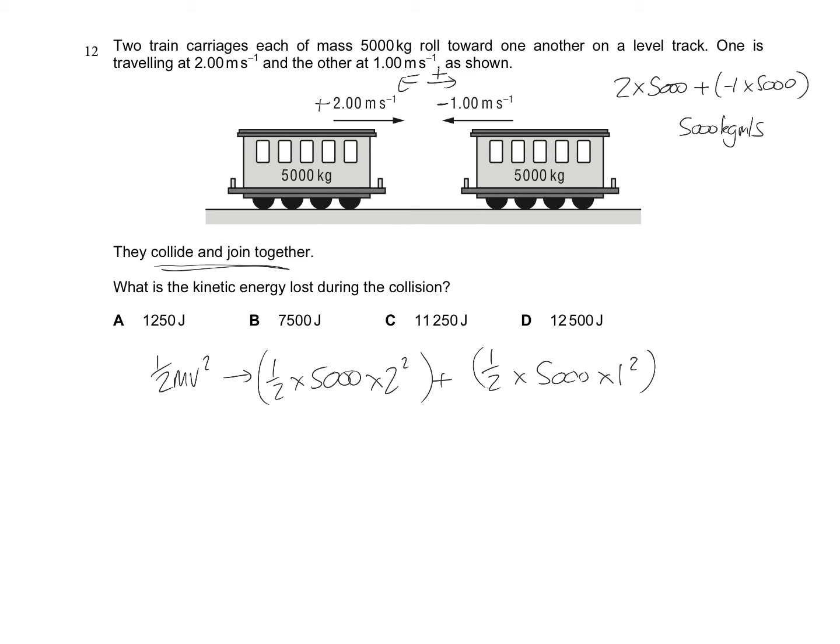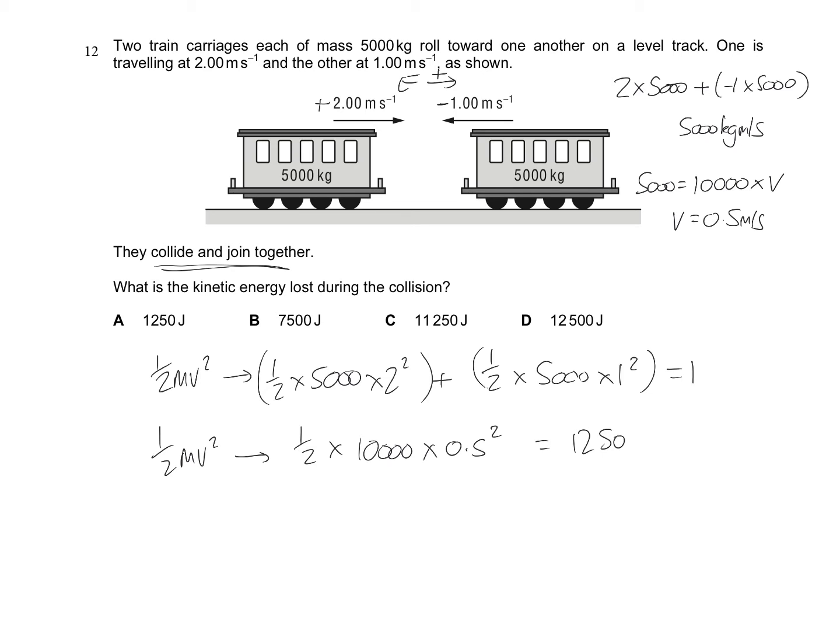It's going to equal the momentum afterwards. Afterwards they stick together, so their total mass is the sum of the two masses, so 10,000 times the velocity. So that gives us a velocity of 0.5 meters per second. So now we need to find the kinetic energy afterwards, which is equal to half mv squared. Half times the mass afterwards, because they're stuck together, times the velocity, 0.5 squared. That will equal 1,250. The kinetic energy before will equal 12,500. So if you subtract that from that, you'll get an answer of C.